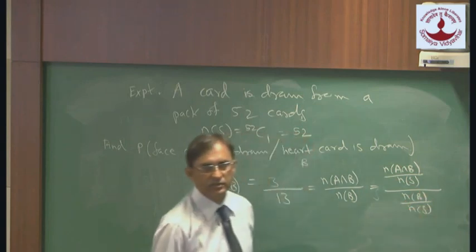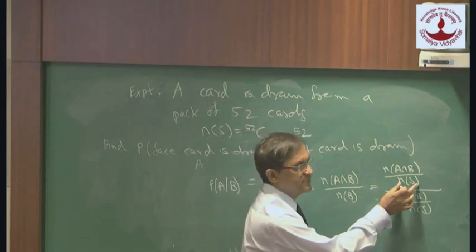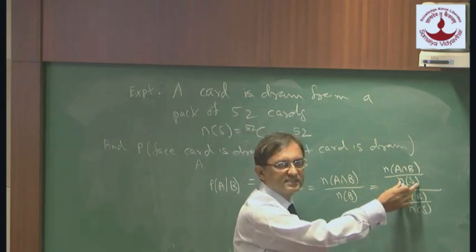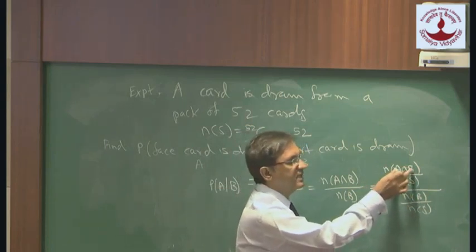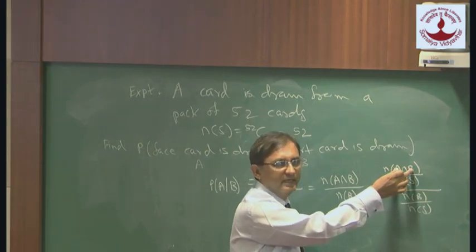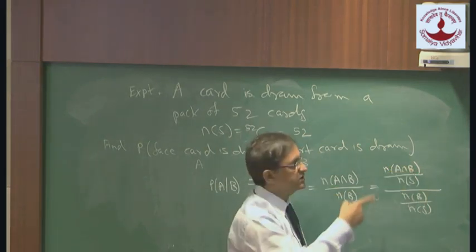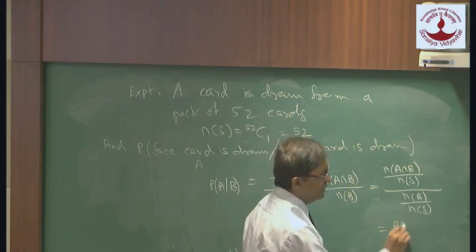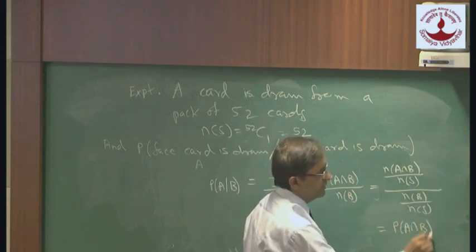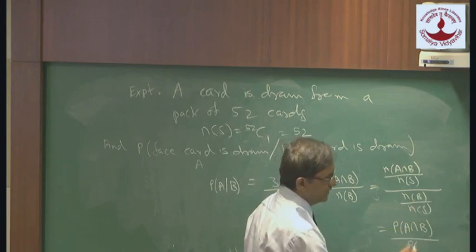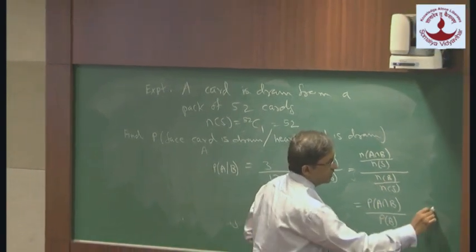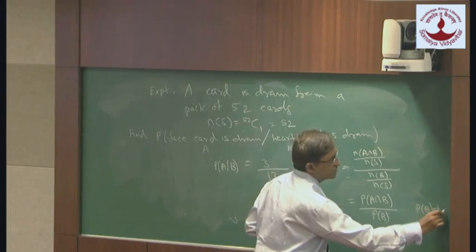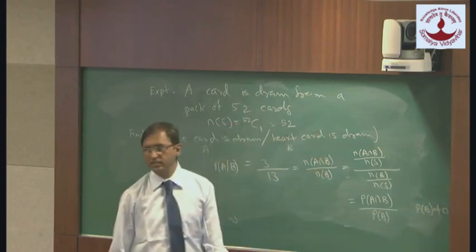divided by n(B) upon n(S). Is that okay? So by the definition of probability, this is the total number of existing cases in the sample space. Out of these, some are favorable for the occurrence of A intersection B. So using the classical definition of probability, this is nothing but probability of A intersection B, and this is over the probability of B, assuming that probability of B is not equal to 0. Such probabilities are called conditional probability.